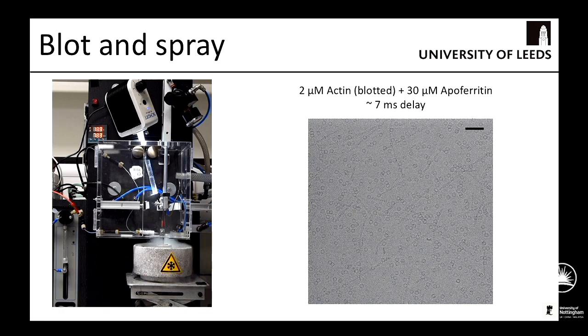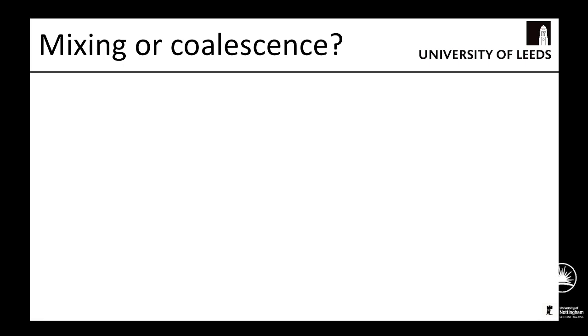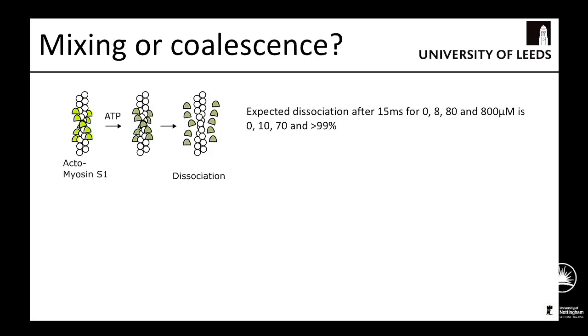But of course, at the moment, all we've shown is that we've been able to get two things on the grid. We don't actually know if they've mixed or not. This could simply be coalescence. They could be at different layers within the ice. So to get around that, we tried a different experiment where we added actomyosin S1, and we mixed this with ATP. And this has very well-established kinetics. What we know is that after the addition of ATP, after 15 milliseconds, we expect 0, 10, 17, 99% dissociation of the myosin S1 in the presence of this volume of ATP, at this concentration.